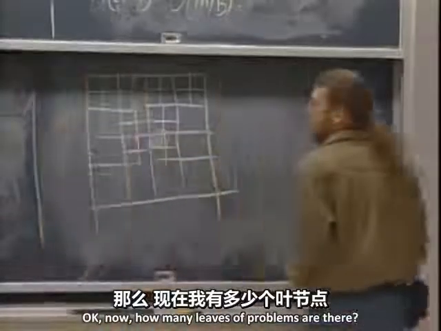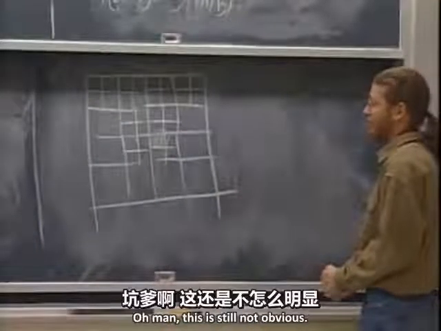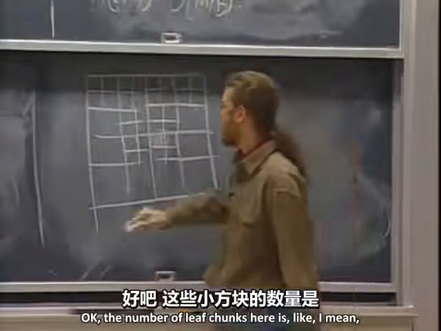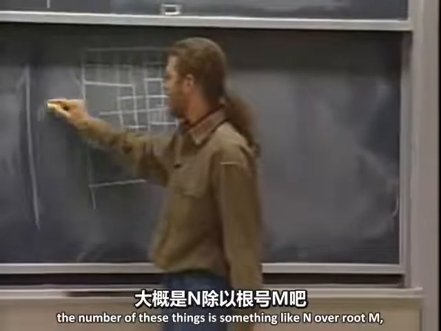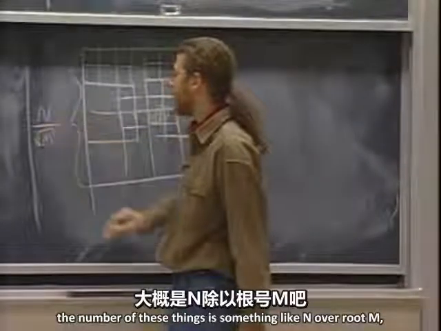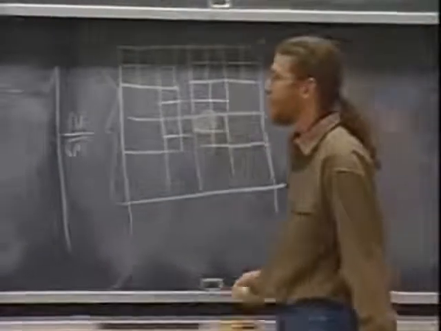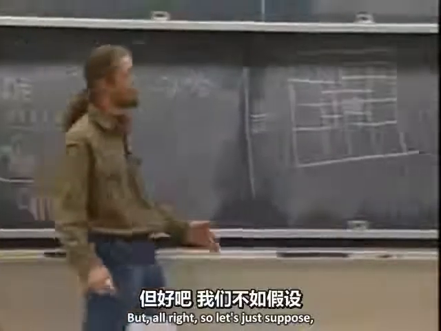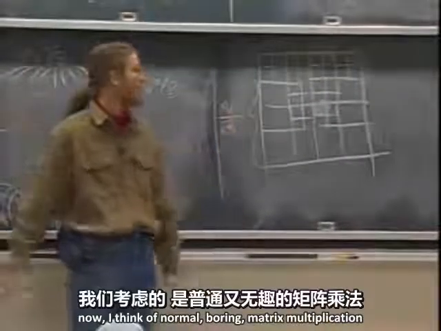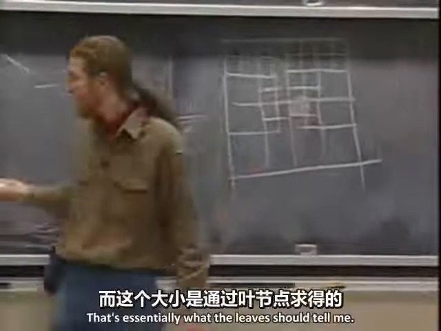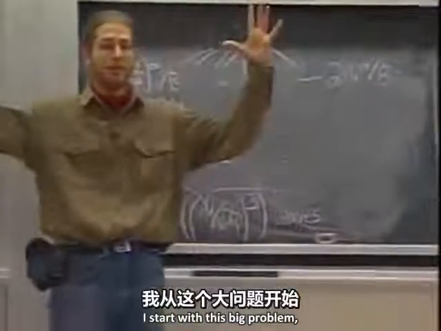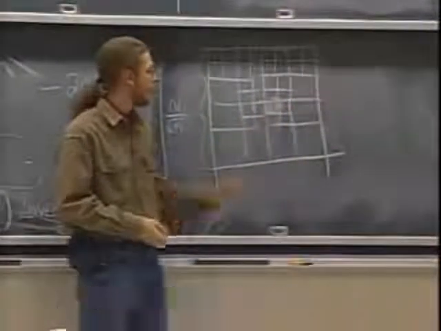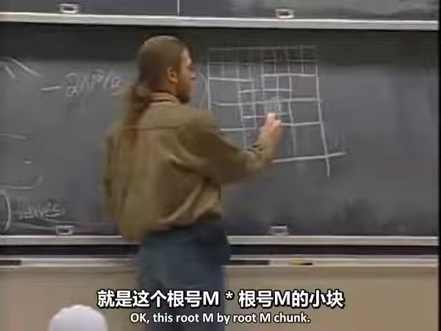Okay? Now, how many leaf subproblems are there? Oh man, this is still not obvious. Okay, the number of leaf chunks here is something like n over root m. Right, the number of chunks. But it's a little less clear because I have so many of these. But all right, let's just suppose I think of normal, boring matrix multiplication on chunks of this size. That's essentially what the leaves should tell me. I start with this big problem. I recurse down to all these little tiny ones, multiply this by that. Okay, this chunk, this root m by root m chunk.